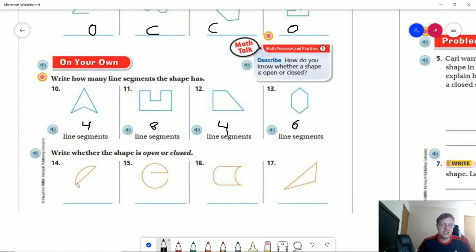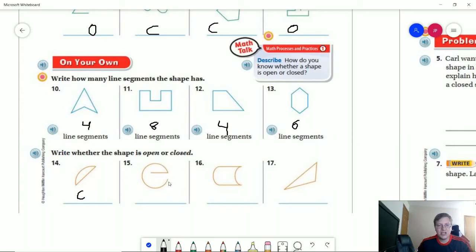Number 14. So we have a shape that is connected all the way around. So that would be a closed shape. Now, we only have 1 line segment here. This arc technically will not count as being a line segment for the purposes of what we're talking about, but we'll talk about that kind of thing in a later lesson, if I remember correctly.